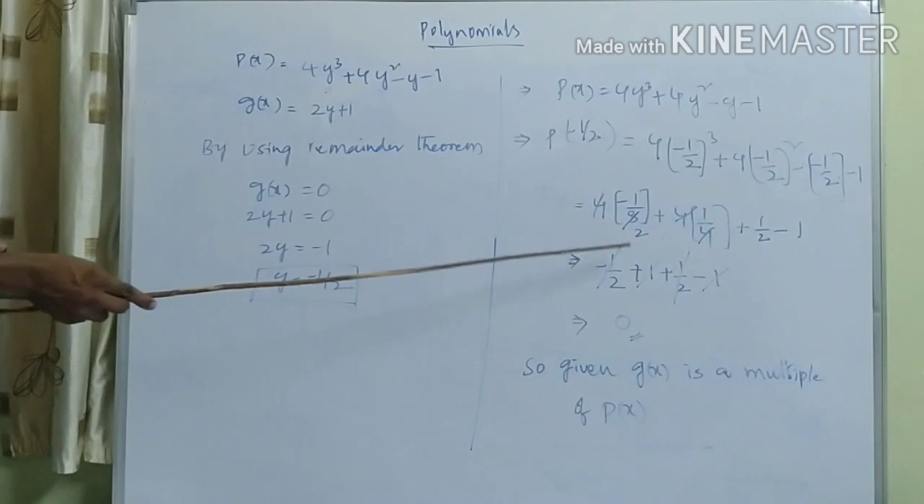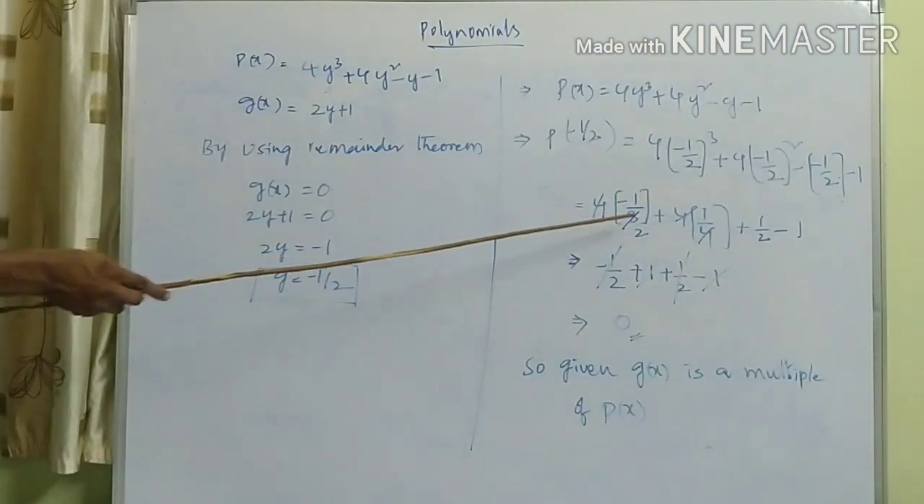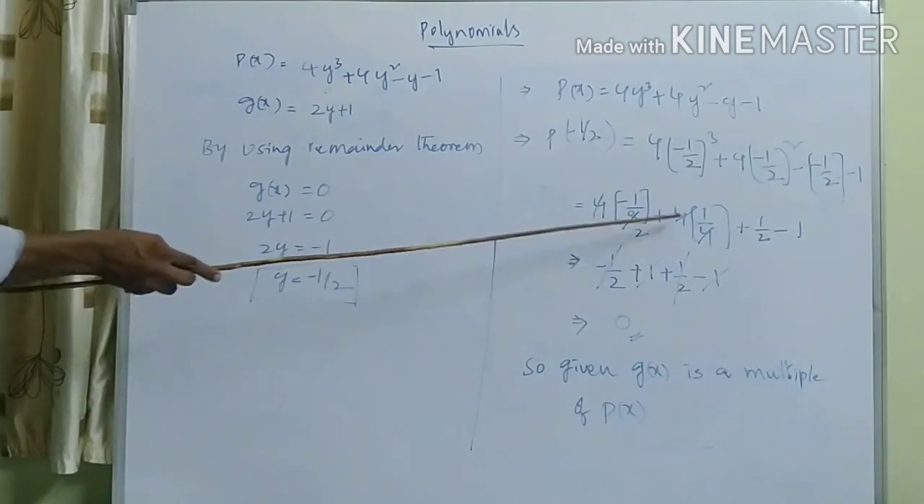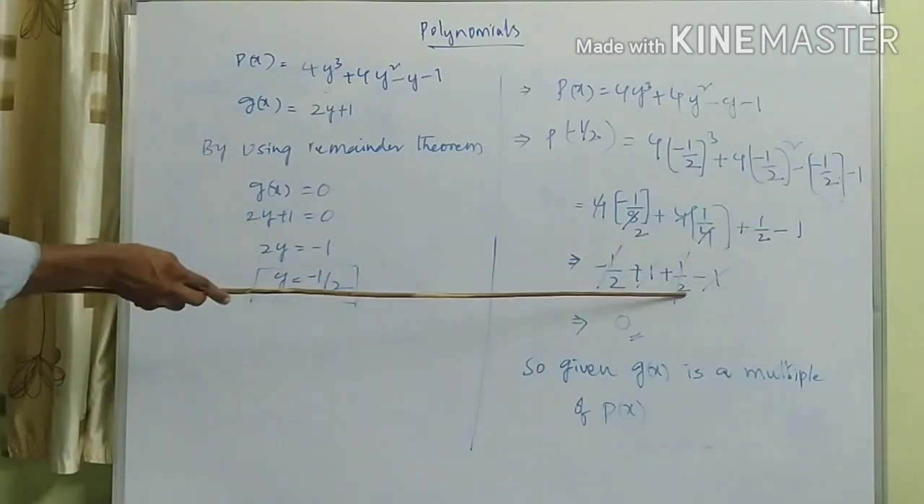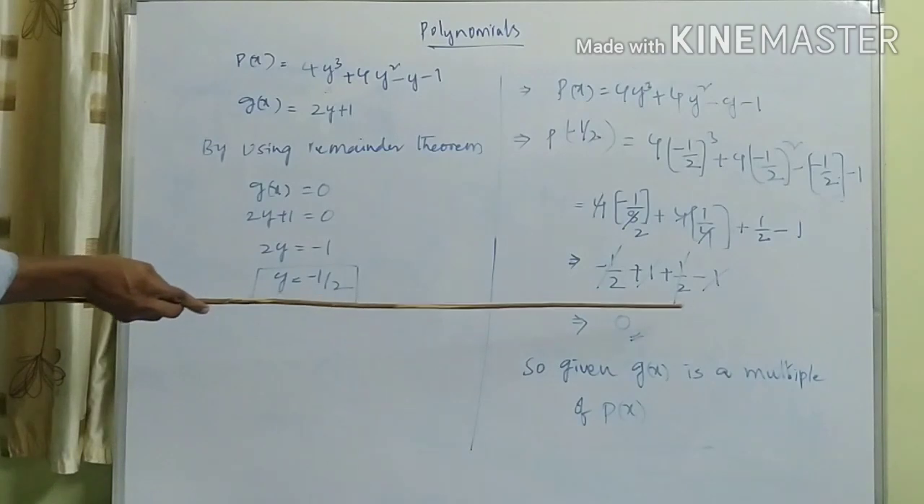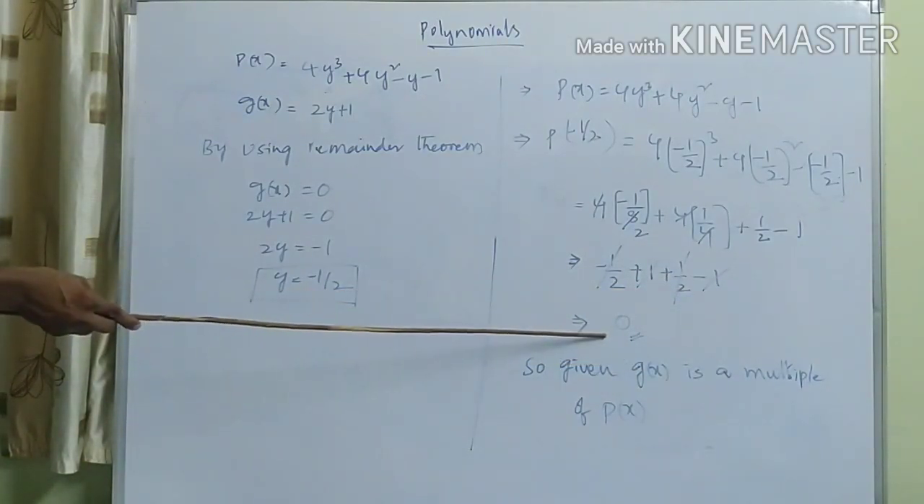4 2s are 8 and 4 1s are 4. Remaining minus 1 by 2 and 1 plus 1 by 2 minus 1. Minus 1 by 2 plus 1 by 2 cancel. So plus 1 minus 1 cancel. So 0 is the final result.